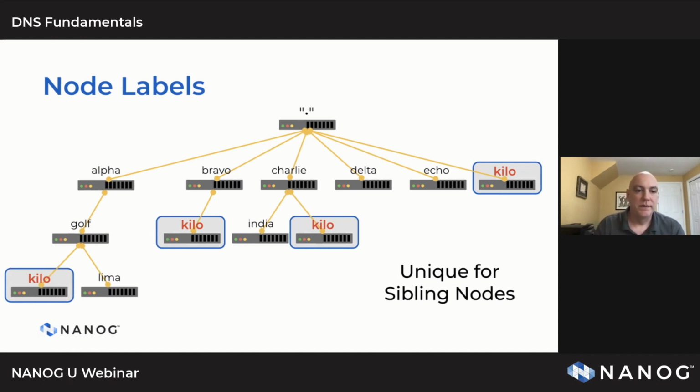Now, it's important that these must be unique for sibling nodes, right? So I can have two kilos at the third level, but I couldn't have two kilos at the top level. It has to be unique at each level. The reason I can have them at the second level is because then I have kilo.bravo and kilo.charlie, right?